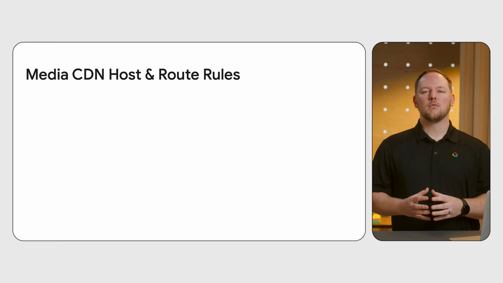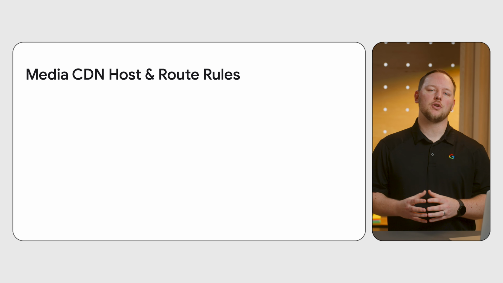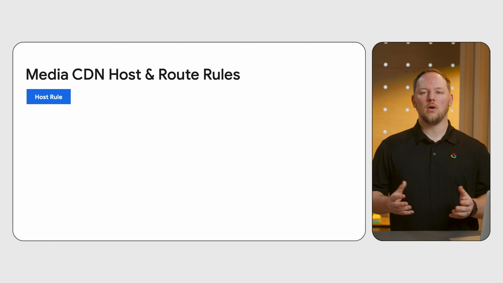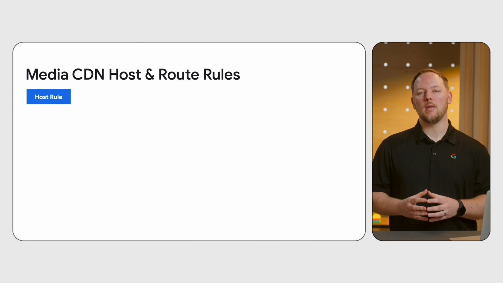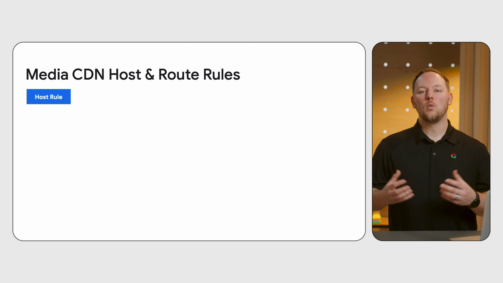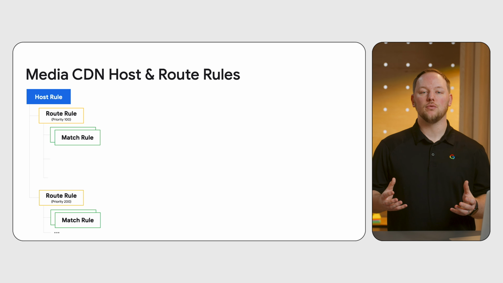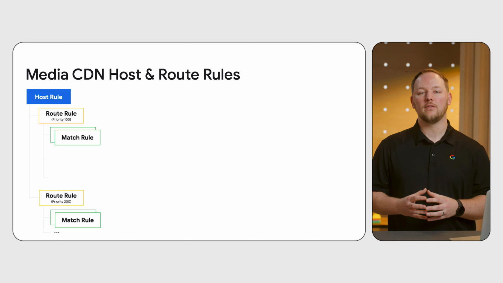If you've seen our host and route rule video, this tree should look familiar. For those that haven't, this is the basic structure when defining Media CDN rules to route your content. At the top, we have our host rule, which is the public-facing hostname that Media CDN listens for. Within a host rule, you'll find route rules, which are used to group URL paths via match rules that share a common origin and CDN settings.